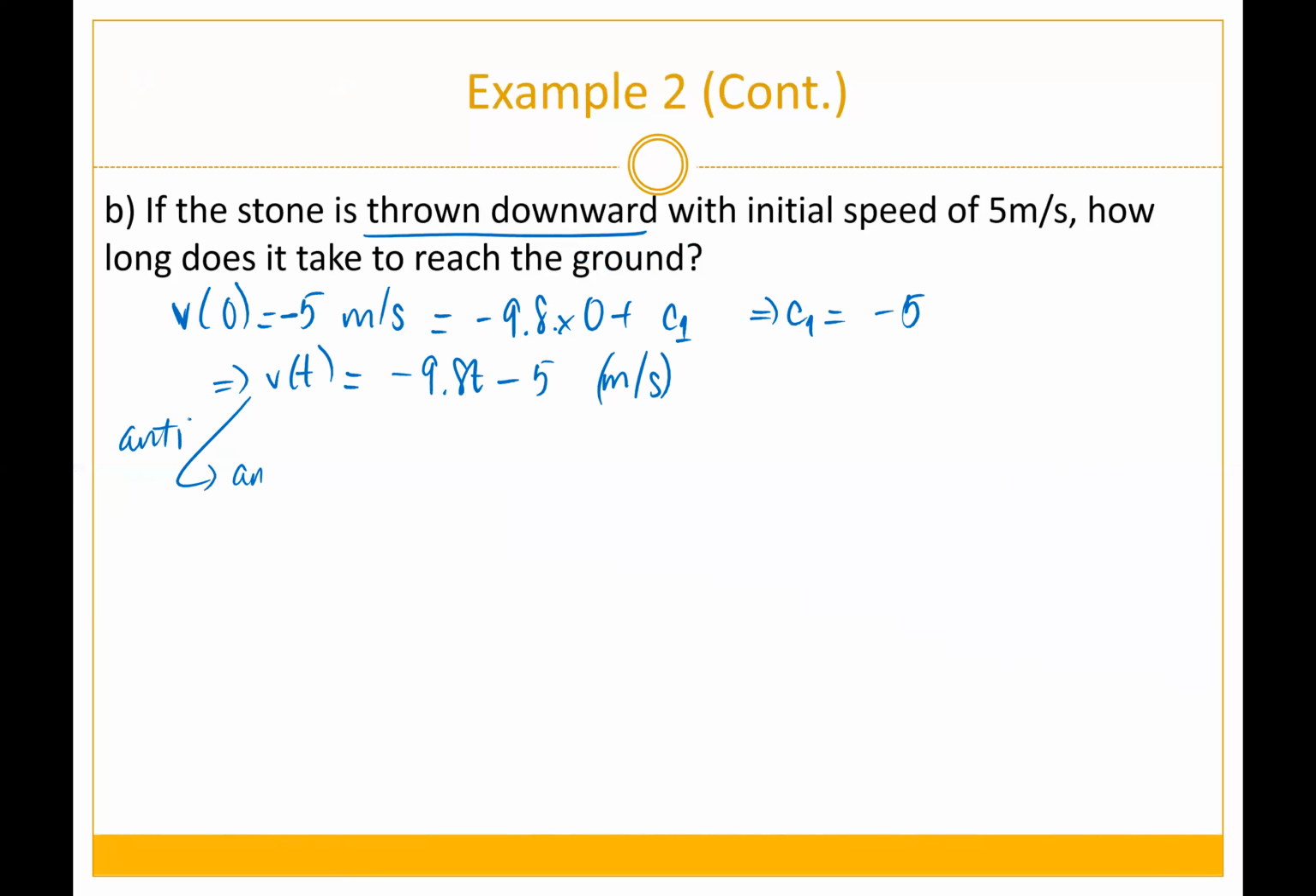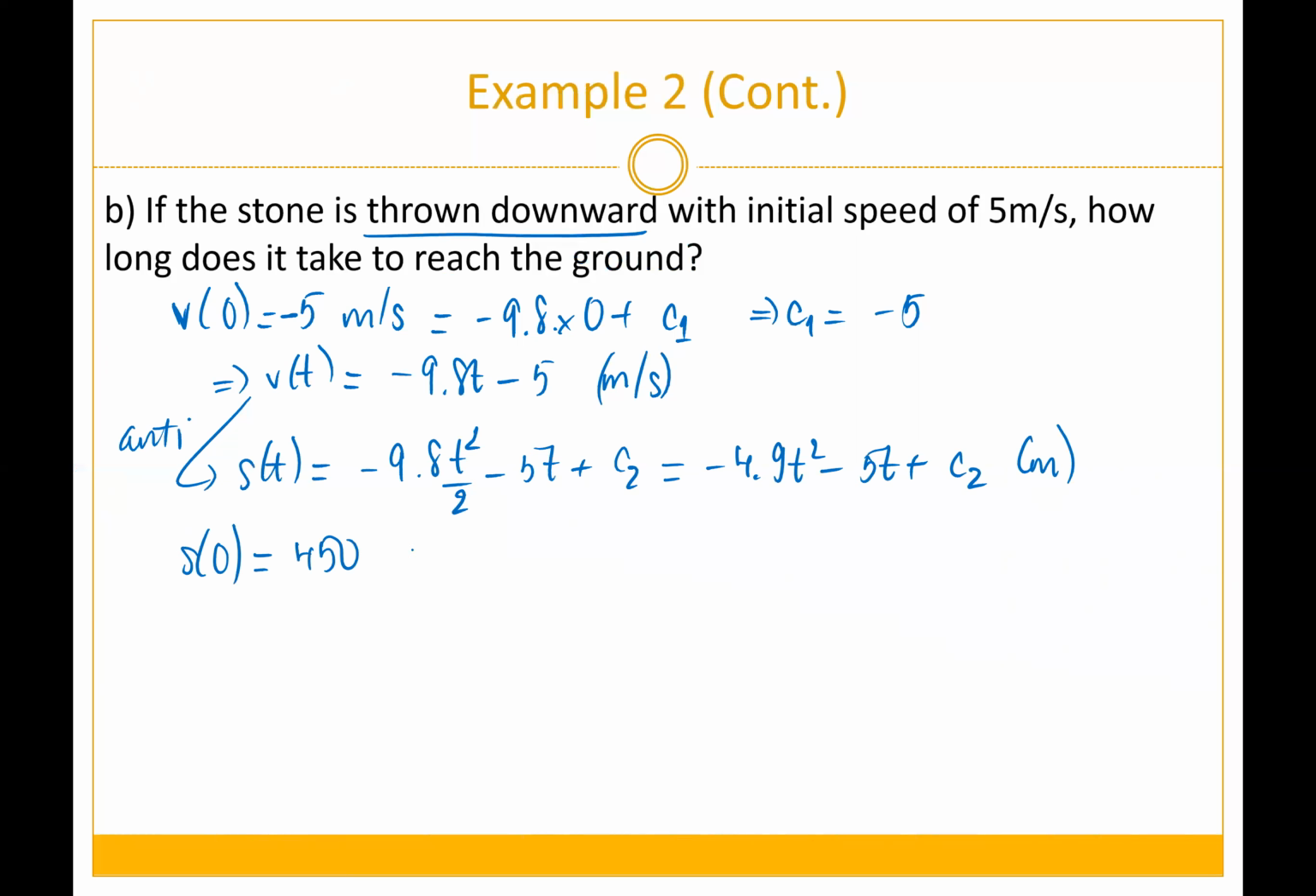Then when you take the antiderivative to find the position function, let me do this one quickly, you have s of t equal to negative 4.9 t squared minus 5t plus c2 meters. Now, the first condition is still s of 0 is 450. Therefore, you plug in again the same way, and you're going to have s equal to negative 4.9 t squared minus 5t plus 450 meters.